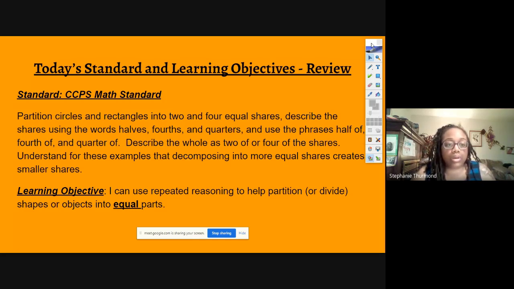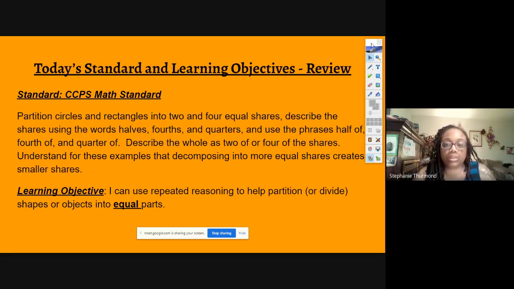So the standard we're working on is partitioning circles and rectangles into 2 and 4 equal shares. You want to describe the shares using the words halves, fourths, or quarters. And you want to use phrases like half of, fourth of, or quarter of. We want to describe the whole as 2 or 4 of the shares, and we want to understand for these examples that decomposing, like we talked about last week, is breaking the number apart. We want to do that into more equal shares that create smaller shares.